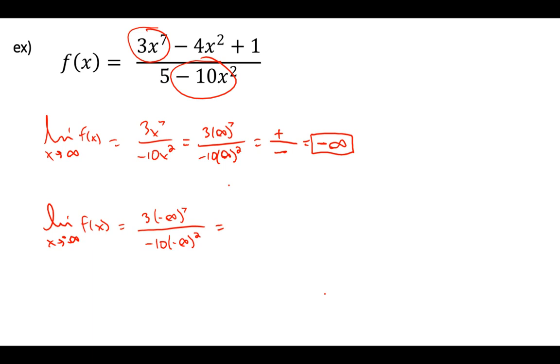Well, on the top, we're going to end up with a negative because a negative to the 7th power would stay negative. So a negative on top. The bottom, we're squaring that negative infinity to make it positive, but then we're multiplying it by -10. So we have a positive times a negative, which is a negative. And then overall, we have a negative over a negative, which is a positive. So this is positive infinity.